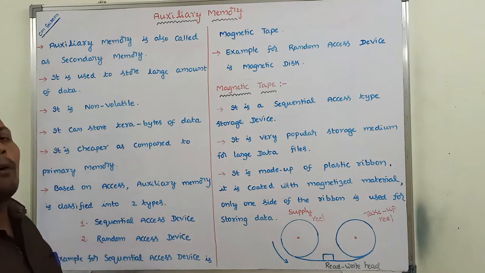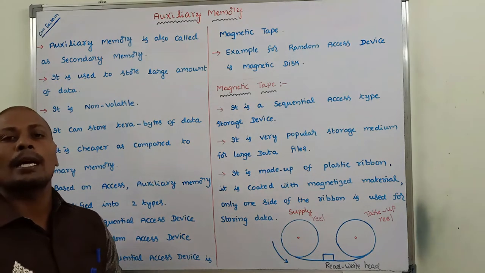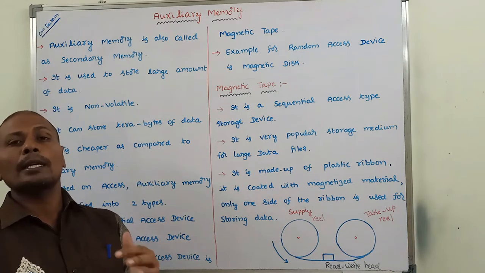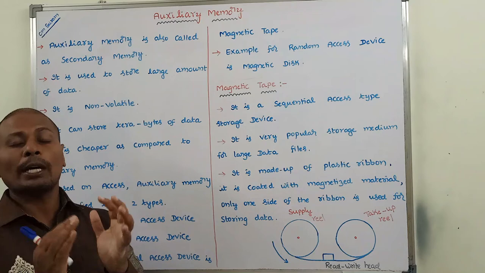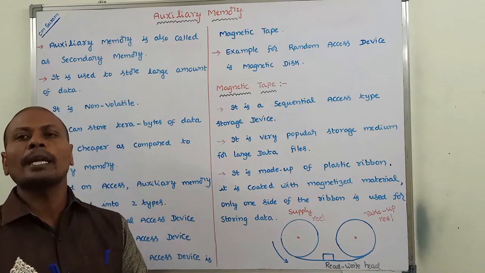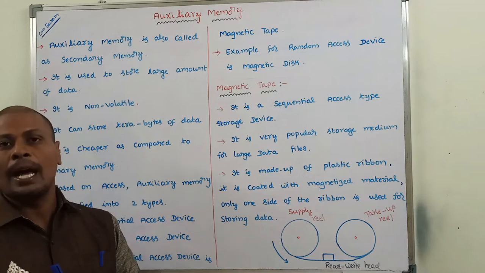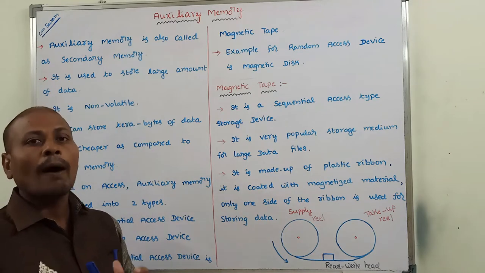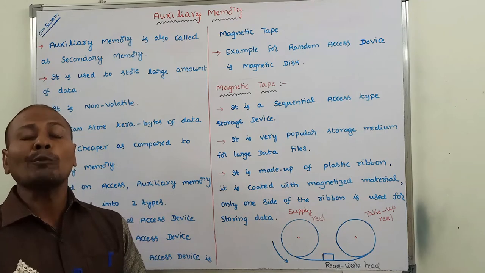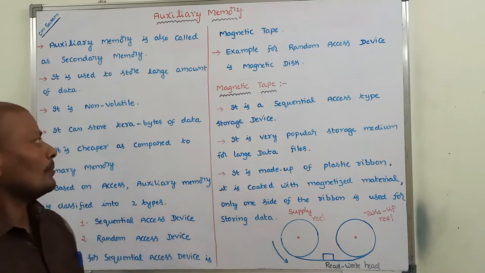Third point, auxiliary memory is non-volatile. That means once the power is switched off, whatever data is stored in the auxiliary memory cannot be erased. Hence, we can say that auxiliary memory can also be called non-volatile memory.